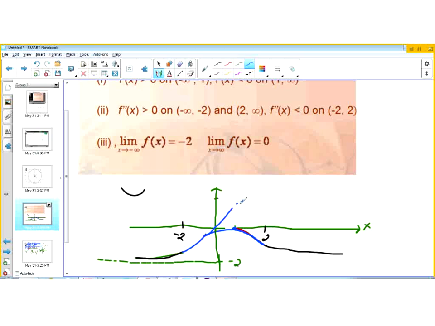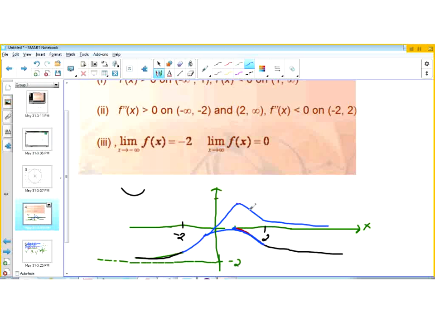So that means we would have to adjust our graph to be something like this. So we would have to go up, down to 2, and then like this. So it would have to be above the x-axis for x greater than 2, because we require the first derivative to be less than 0.